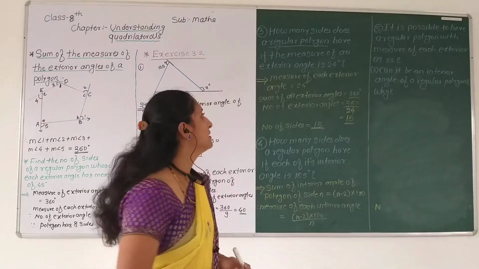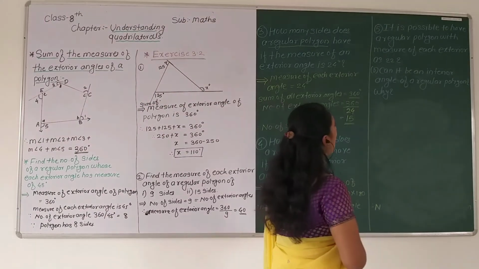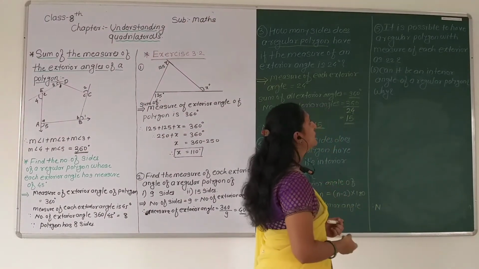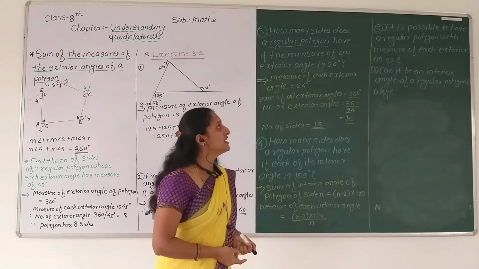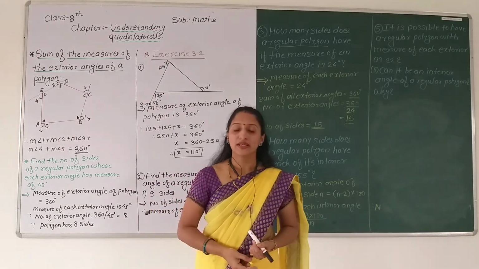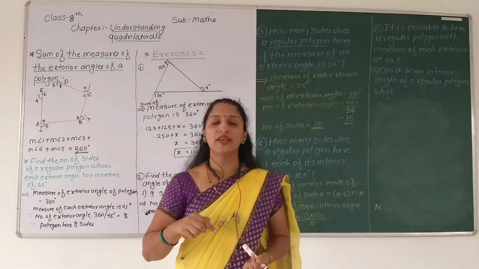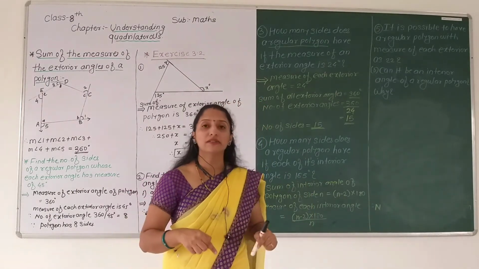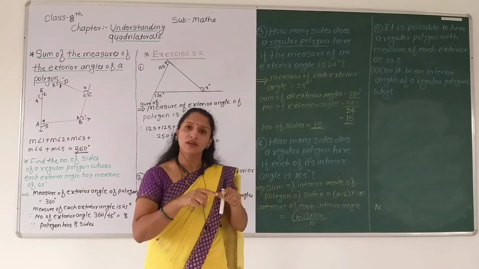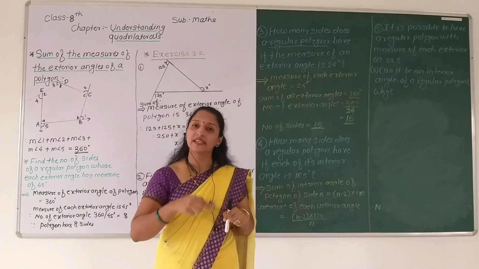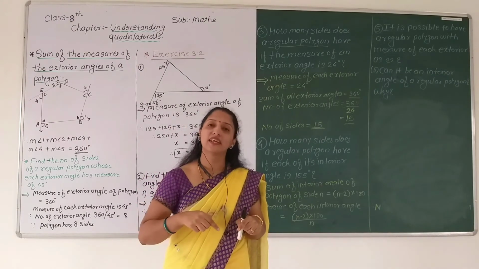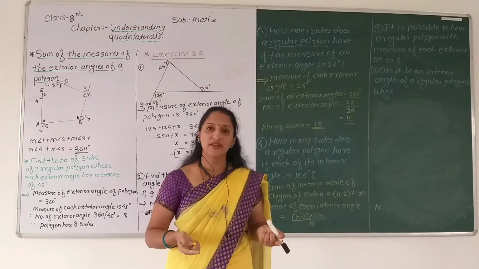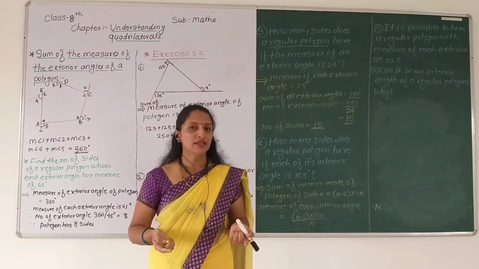Read again. Is it possible to have a regular polygon with the measure of each exterior angle equal to 22 degrees? That is, if the measure of the exterior angle is 22 degrees, can we draw the polygon having each exterior angle 22 degrees? Just verify it. How can we verify it?